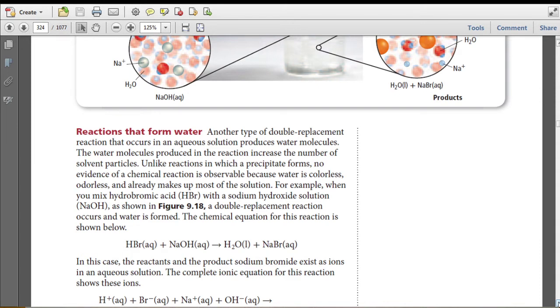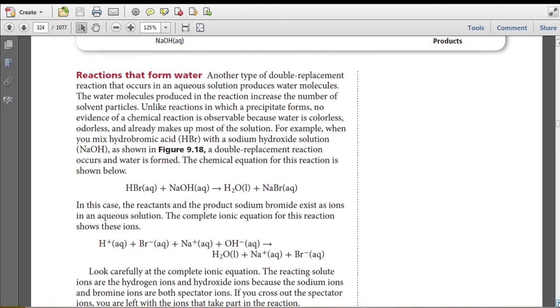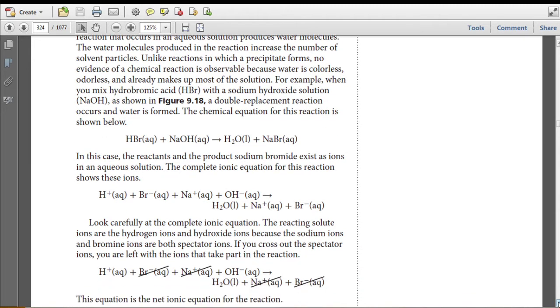For example, when you mix hydrobromic acid with a solution of sodium hydroxide, a double replacement reaction occurs and water is formed. The chemical equation for this is shown, where hydrobromic acid reacts with sodium hydroxide to form liquid water and aqueous sodium bromide. In this case, the reactants and the product, sodium bromide, exist as ions in an aqueous solution. The complete ionic equation is shown.